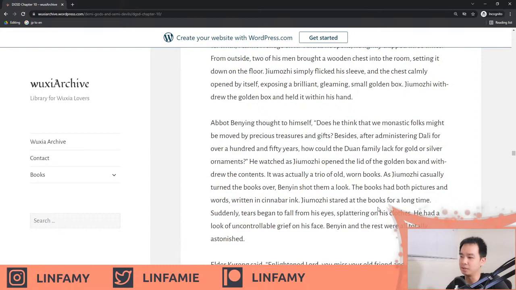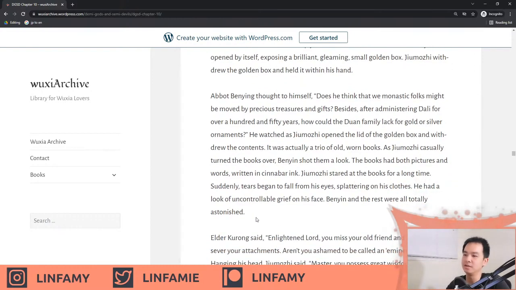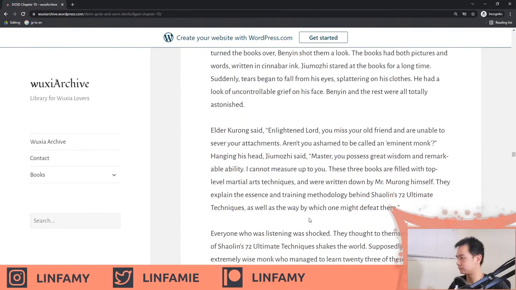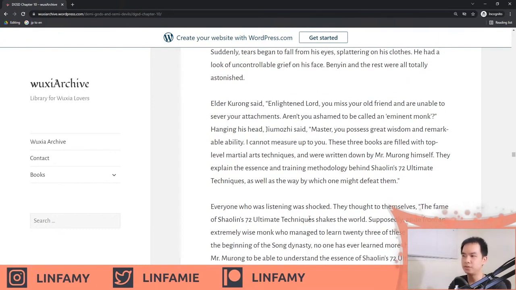Jiumozhi stared at the books for a long time. Suddenly, tears began to fall from his eyes, splattering on his clothes. He had a look of uncontrollable grief on his face. Bun Yin and the rest were all totally astonished. Elder Kurong said, "Enlightened Lord, you miss your old friend and are unable to sever your attachments. Aren't you ashamed to be called an eminent monk?"